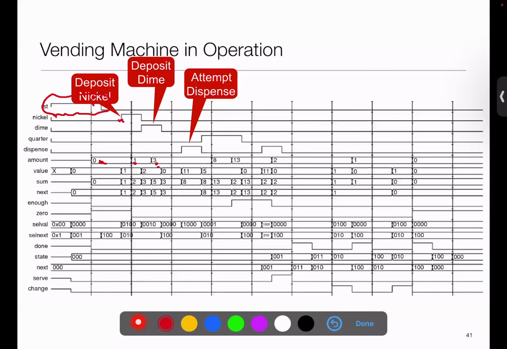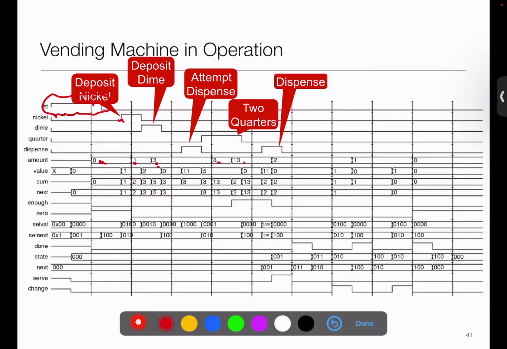So the user presses the button, so we get that signal. Unfortunately, 15 cents is not enough. So the user deposits 2 quarters, so we get an 8 and a 13. Then the user presses a dispense.